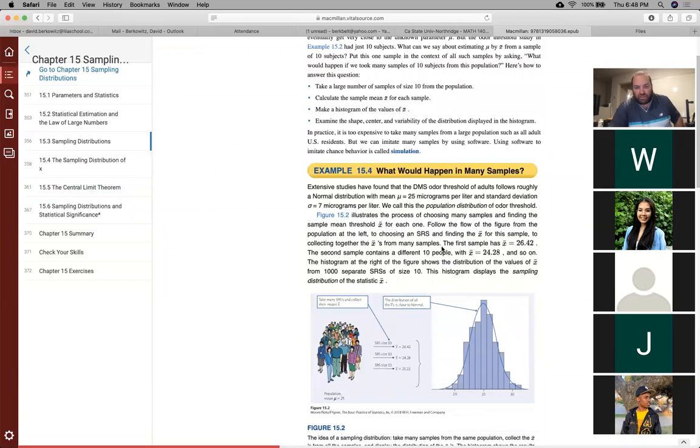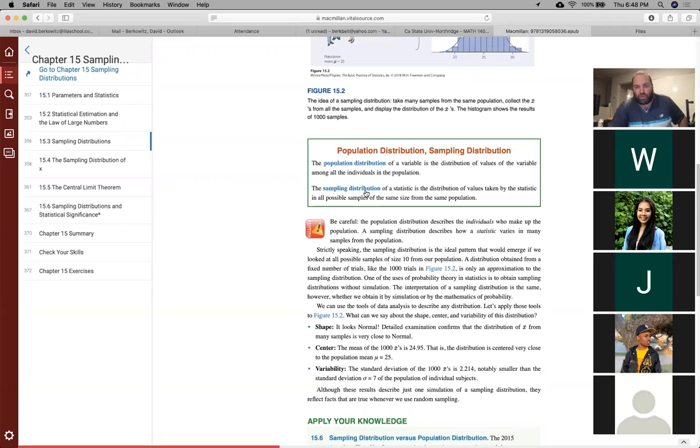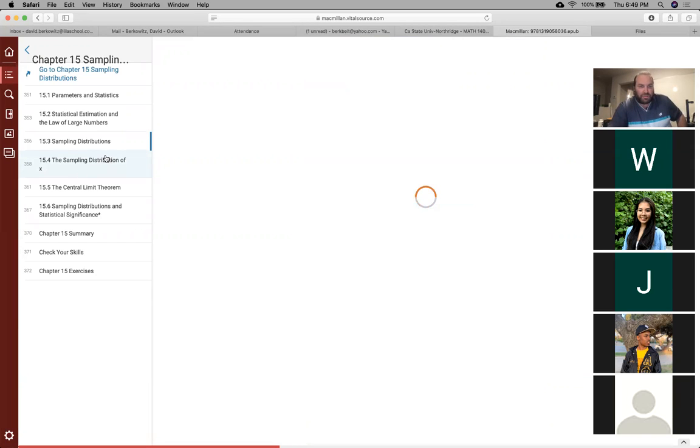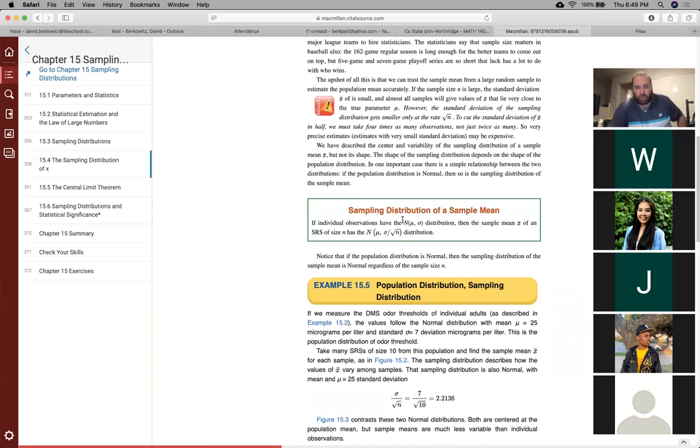But the point of this section is that every size has a different shape. Size 1, the original population, one at a time, will have some shape. And as the sample size changes, the shape is going to change. So you have the population distribution, which is looking at one at a time. And then you have a sample distribution, which is samples of a given size. So 5 at a time, or 10 at a time, or 100 at a time, and so on. If the individual observations are normal, then the sample mean is normal. Although what happens is that while the mean stays the same, the standard deviation sigma gets smaller.